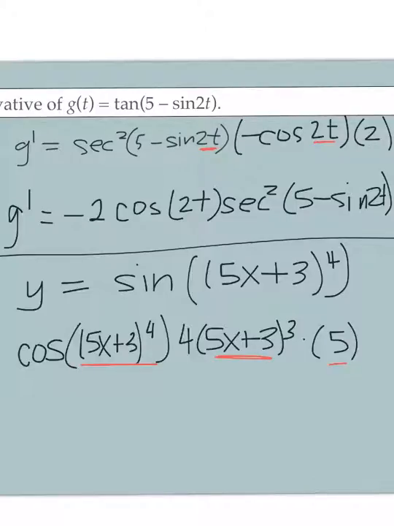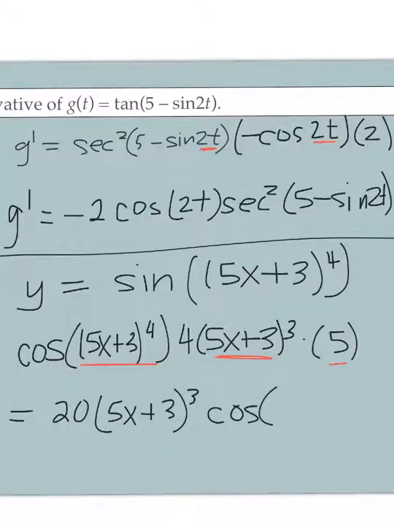Now if I was simplifying this, what should I put together? The 5 and the 4. They should become 20 because this is all multiplying, so you should write 20. Then you just leave the 5x plus 3 to the power of 3, and then you write the cosine. Okay, like that.